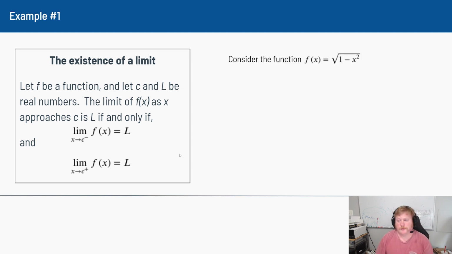So as an example, consider the function square root of 1 minus x squared. Those of you who remember things from geometry and graphing circles will recognize this as the top half of a circle, centered at 0 with a radius of 1. So the question is, does the limit of f of x as x approaches 1 exist?